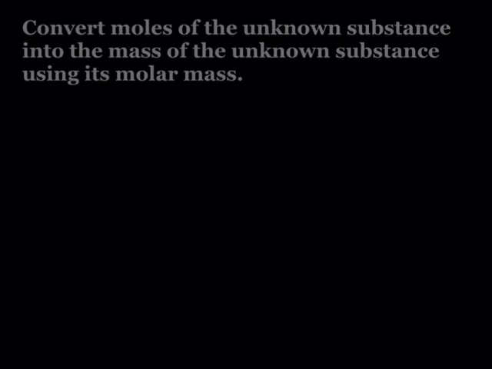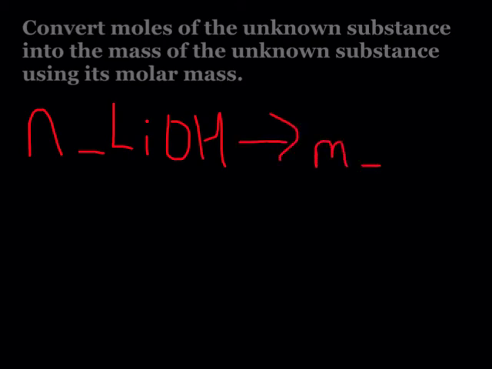Finally, step 4c, you're going to convert the moles of the unknown substance into the mass of the unknown substance using its molar mass. So now that you know the moles of the lithium hydroxide, I want you to go ahead and convert that into mass of lithium hydroxide. Remember, we do not want to kill these astronauts. We need to make sure we have enough lithium hydroxide on board to react with the carbon dioxide that they're going to produce.